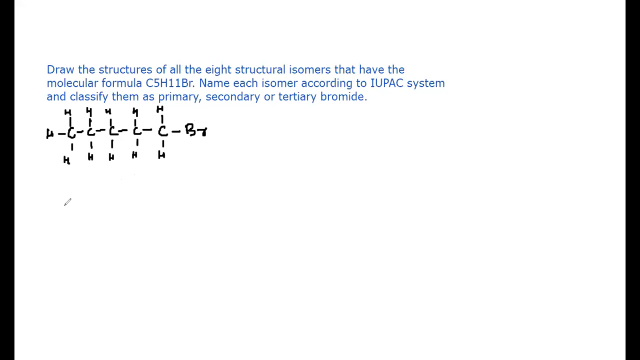Isomerism in organic chemistry is of two types. Isomers are of two types. Structural isomer, including positional isomer, and geometric isomer.